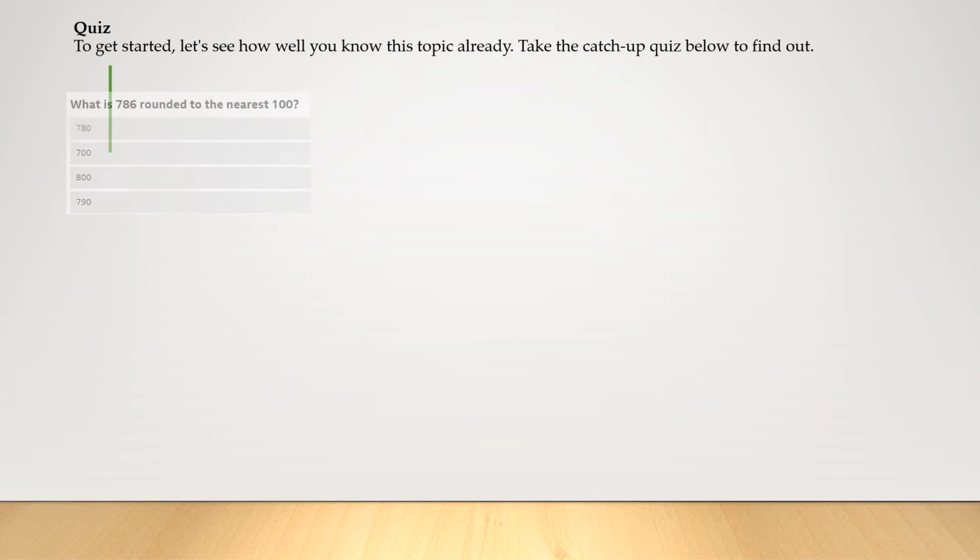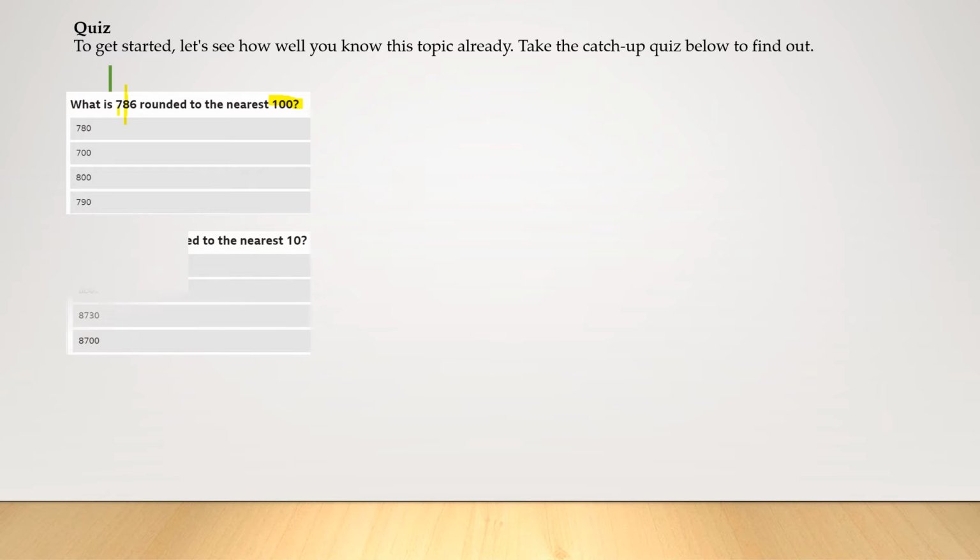So first one, we've got what is 786 rounded to the nearest 100. This first one, I'm going to talk through my thought processes. So I know I've got to round to the nearest 100. So I'm going to have 2 zeros in my answer. And I'm in 700, so I know the 100 after 700 is 800. I look at my tens place value column, the one to the right of the 100. And I know that I've got to round that up. The 8 is telling me I've got to round it up to 800.